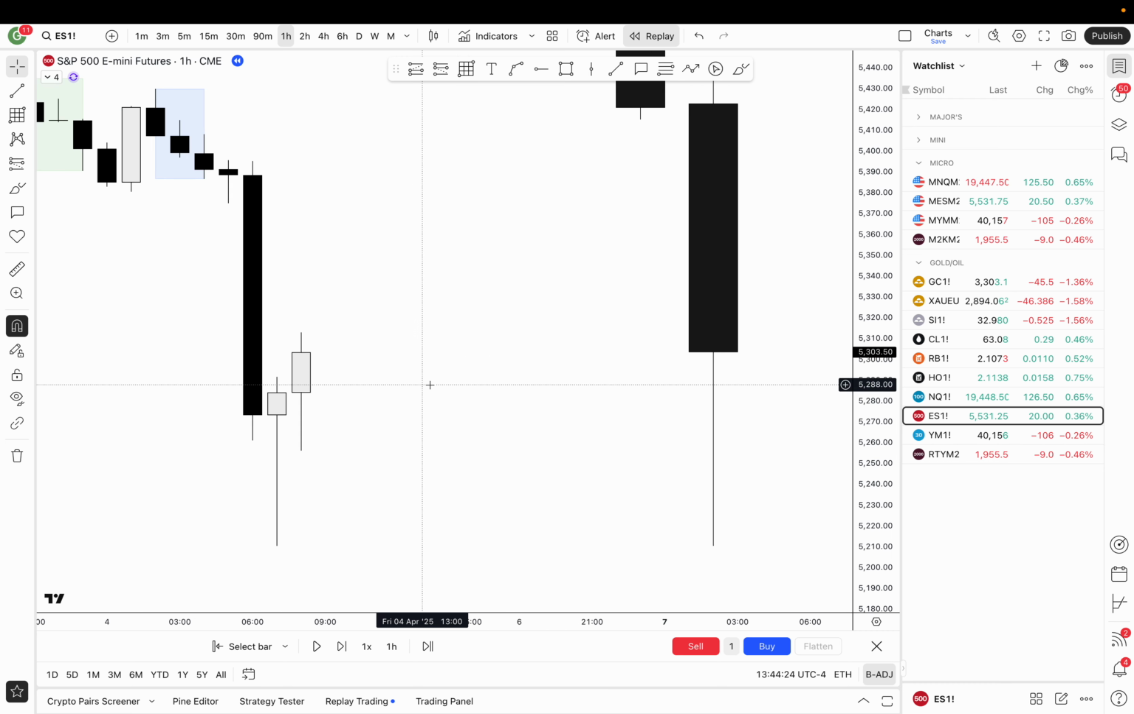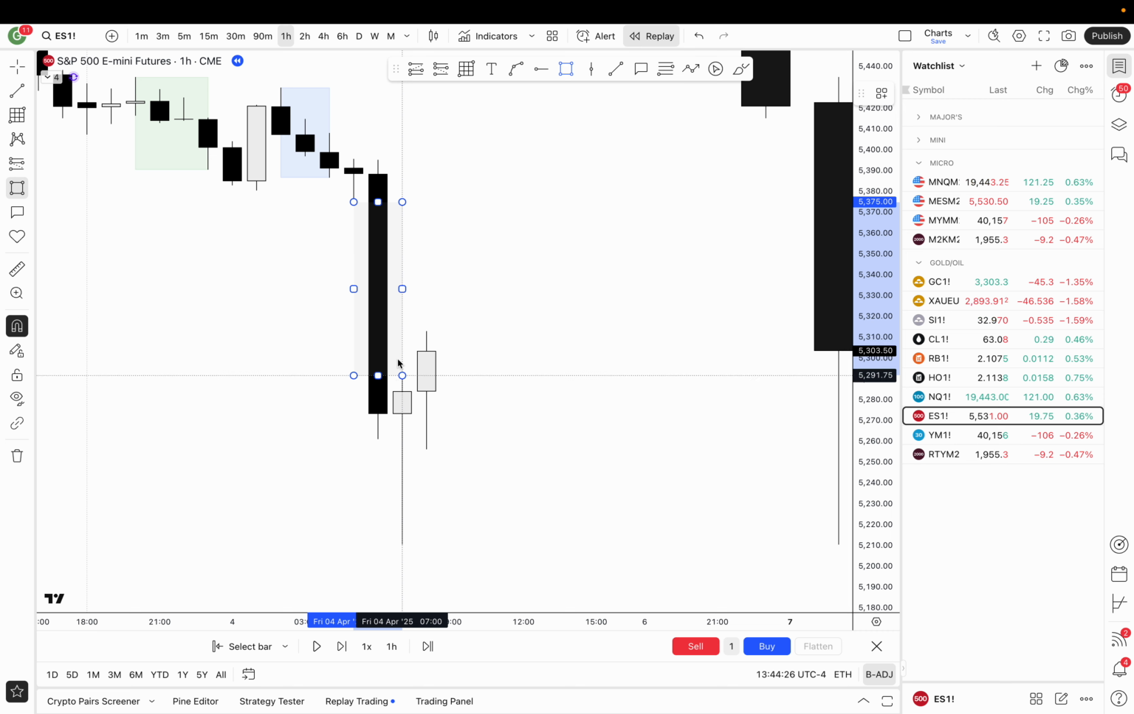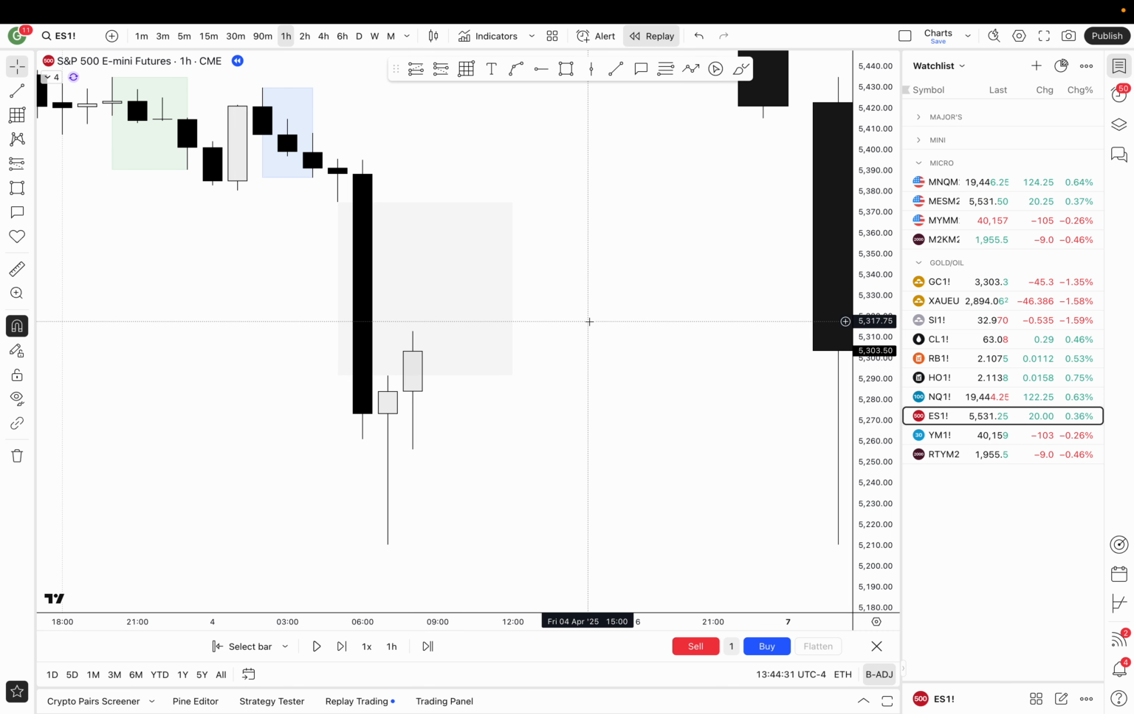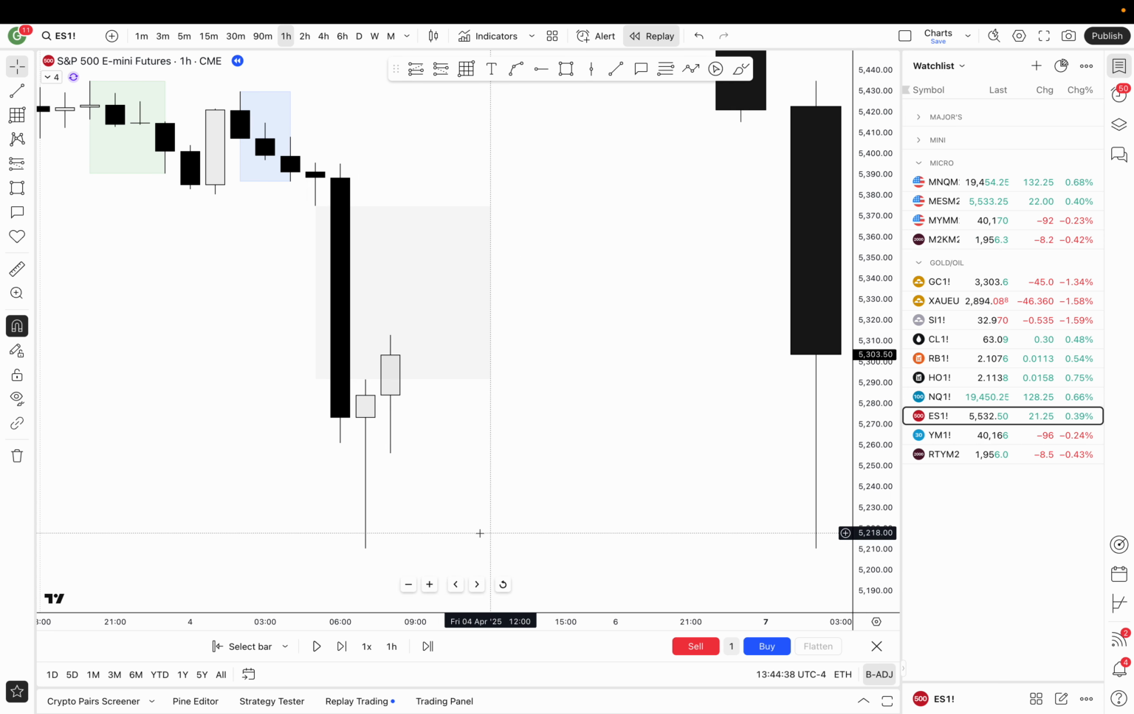Okay, the driver could not reverse from this low and expand higher. So I'm probably going to expect one of two things. I'm either going to expect price to be choppy for the rest of the day, or price to be bearish. It shouldn't be bullish if the driver's not going to reverse.